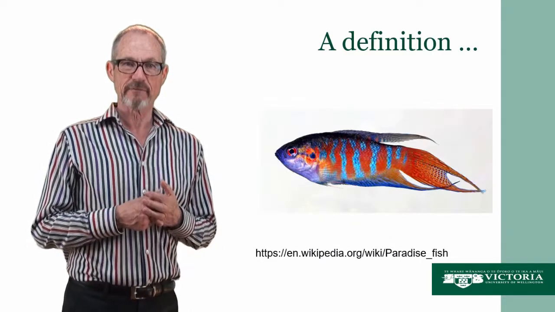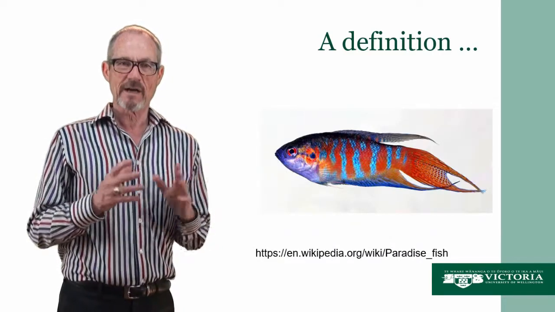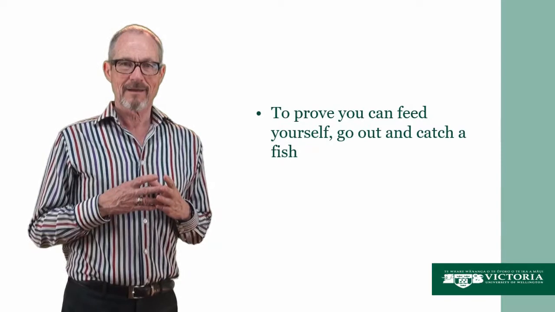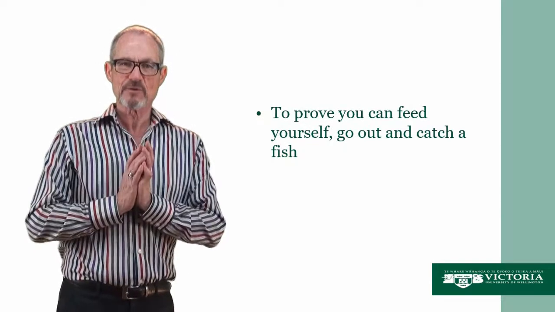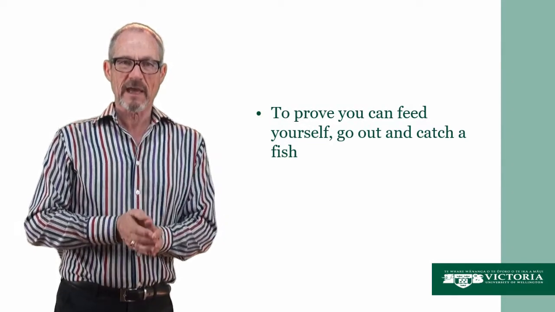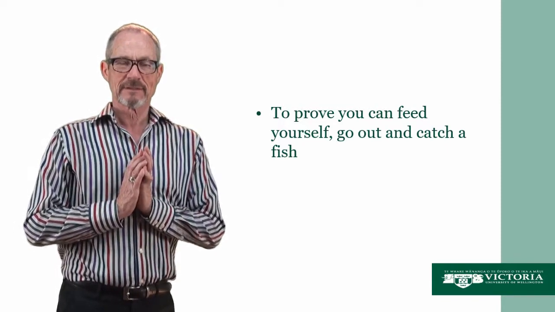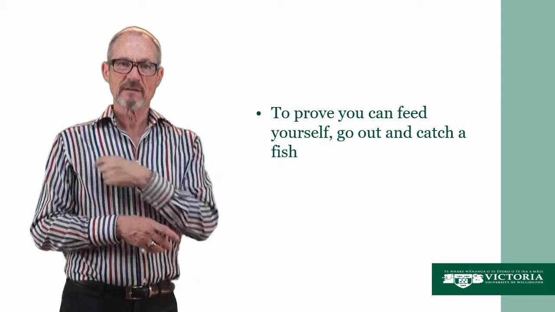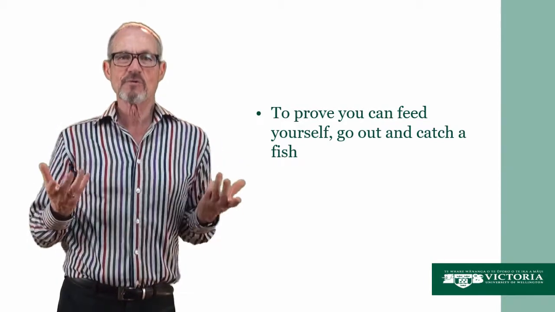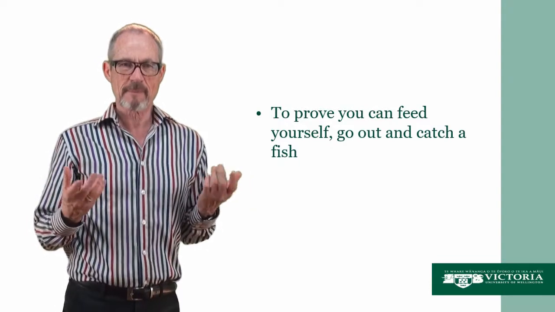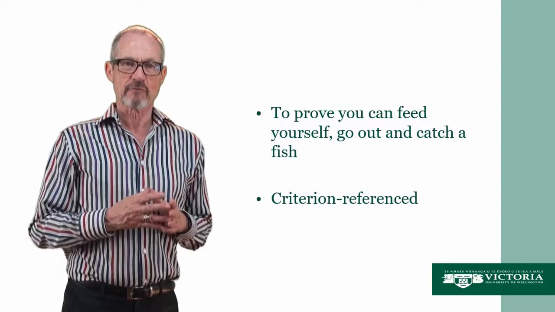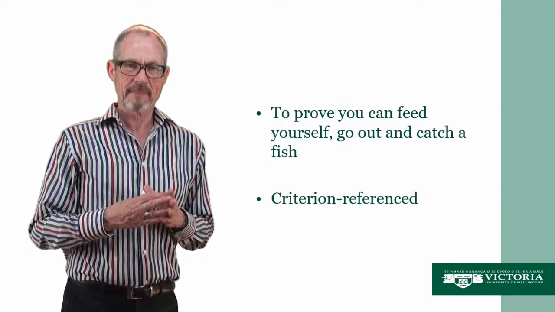Here is a fish. Why a fish? Well, I want you to imagine that someone says to you, to prove you can feed yourself, go out and catch a fish. So I can do that, you can do that, your next door neighbour can do that, the person over there can do that. We can all go out and catch a fish. So this is an example of a criterion-referenced test.